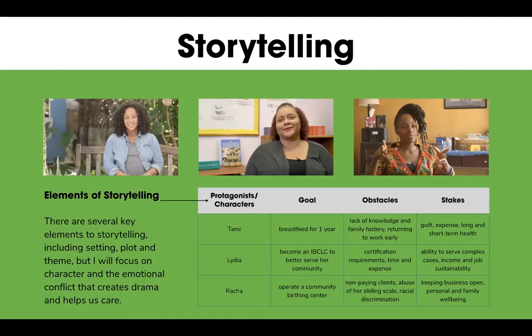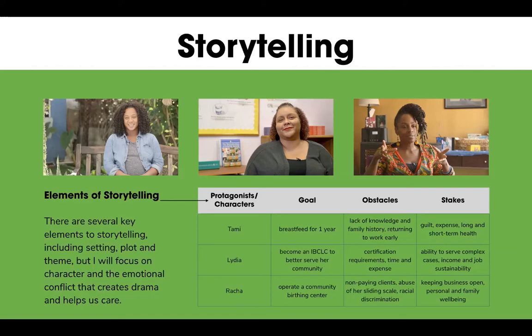Tammy is a new mother, and her goal is to breastfeed for 1 year. The obstacles in her way are her lack of knowledge about breastfeeding and her lack of family history of breastfeeding. Another one is returning to work early. Tammy actually faced several other obstacles, but we'll focus on these. And the stakes for her not achieving her goal of breastfeeding 1 year are guilt, the additional expense of having to buy formula, and also the long and short-term health outcomes or consequences rather for her and her baby.